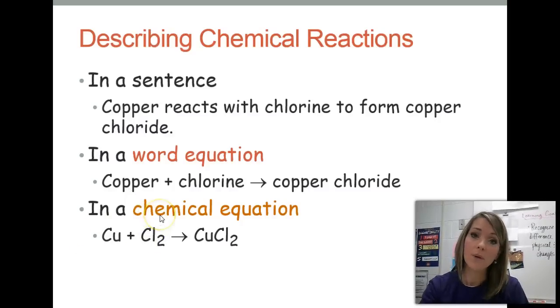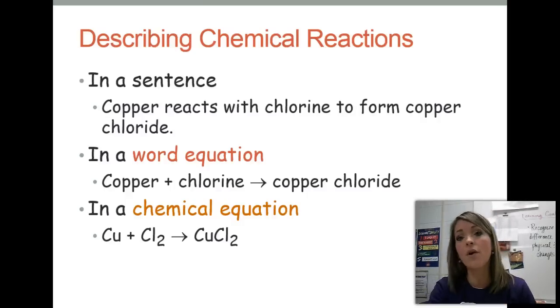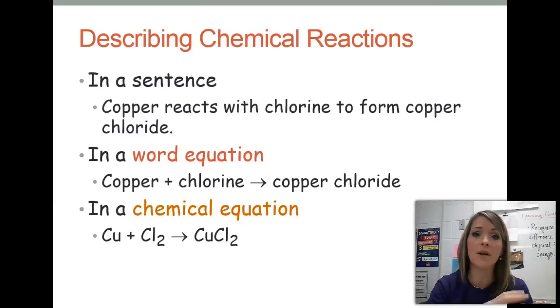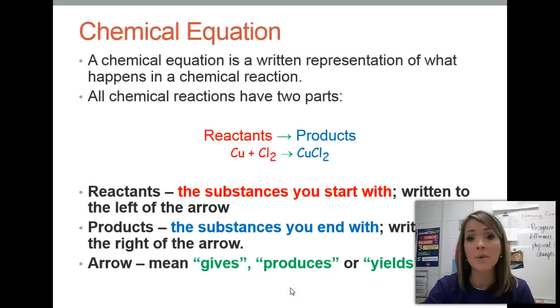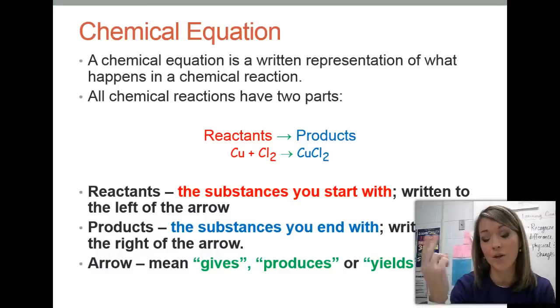Or you can do the chemical equation, which is what we're going to be working on today. And the chemical equation is going to use the chemical symbols, the chemical formulas. It's going to show you exactly what the molecules look like, how many molecules there are, how many atoms of the different elements are in particular molecules. So it gives more information about what's happening during the chemical reaction. All right, so the chemical equation. The chemical equation is just a written way to represent and show what's exactly happening during the chemical reaction. It has two parts that you need to know. You need to know the reactants and you need to know the products.